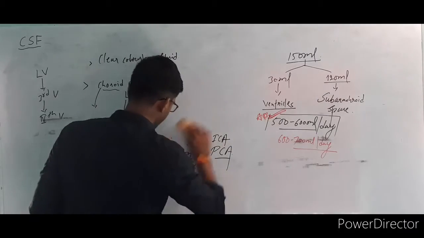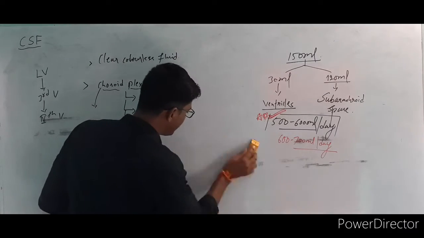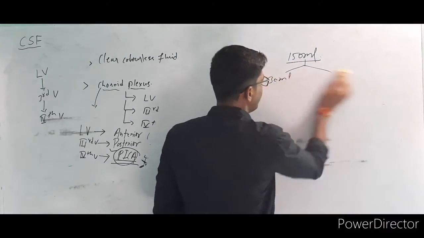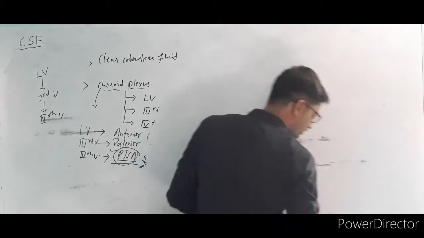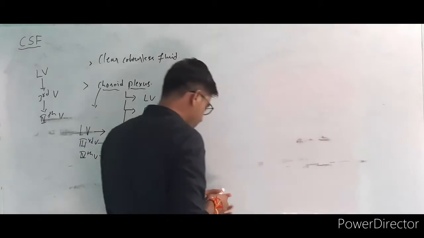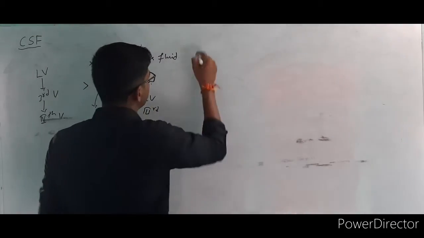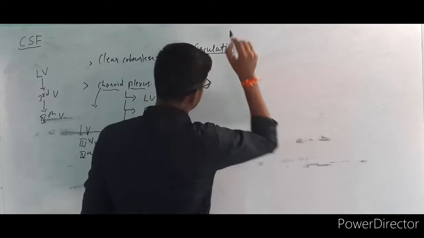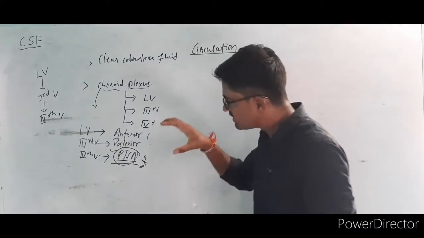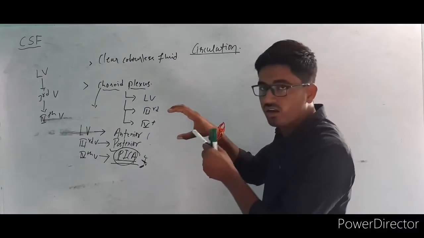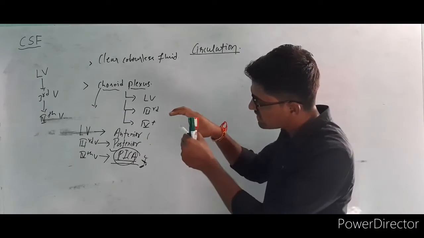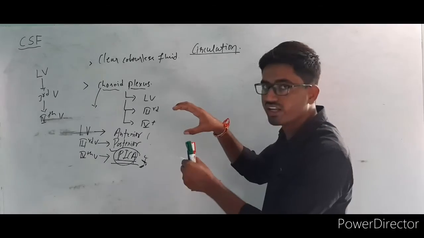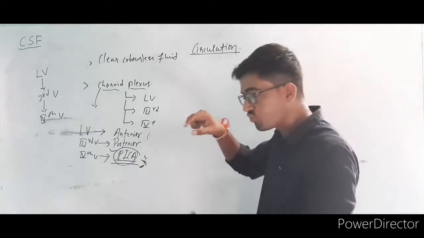Circulation of the CSF. From the lateral ventricles, it enters into the third ventricle. After that, it enters into the fourth ventricle. This is the exact shape of the lateral ventricles. Here is the third ventricle. So, from the lateral ventricle, it's coming to the third ventricle, and it is communicated with the fourth ventricle. So, it's going into the fourth ventricle.